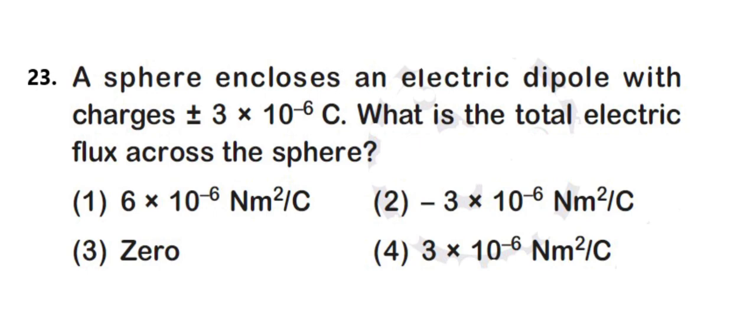Question number 23. A sphere encloses an electric dipole with charges plus or minus 3 into 10 power minus 6 coulomb. What is the total electric flux across the sphere? Option 1, 6 into 10 power minus 6 Newton meter squared by coulomb. Option 2, minus 3 into 10 power minus 6 Newton meter squared by coulomb. Option 3, 0. Option 4, 3 into 10 power minus 6 Newton meter squared by coulomb.